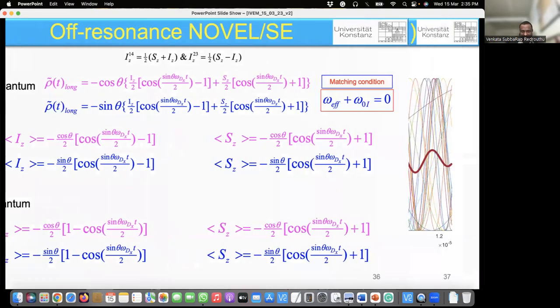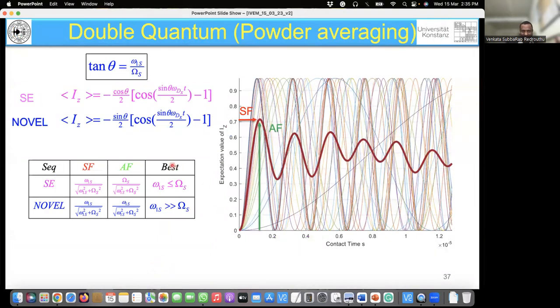So I can simply tabulate the same thing for the solid effect case and the NOVEL case. For example, for the solid effect case, for the I spin, when double quantum is there, it has this form. There is a prefactor, which we call the alignment factor, and there is a scaling of the dipolar coupling, that is sin theta. The sin theta is there in the scaling of the dipolar coupling, and as a prefactor, in the case of solid effect we have cos, and in the case of NOVEL we have sine.